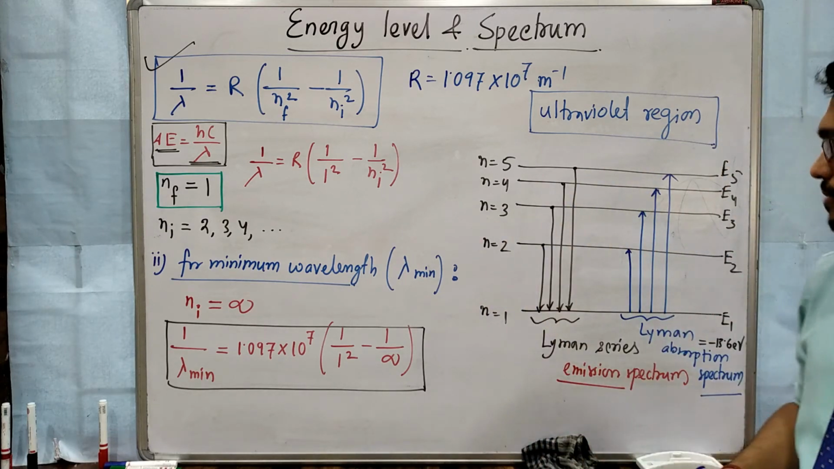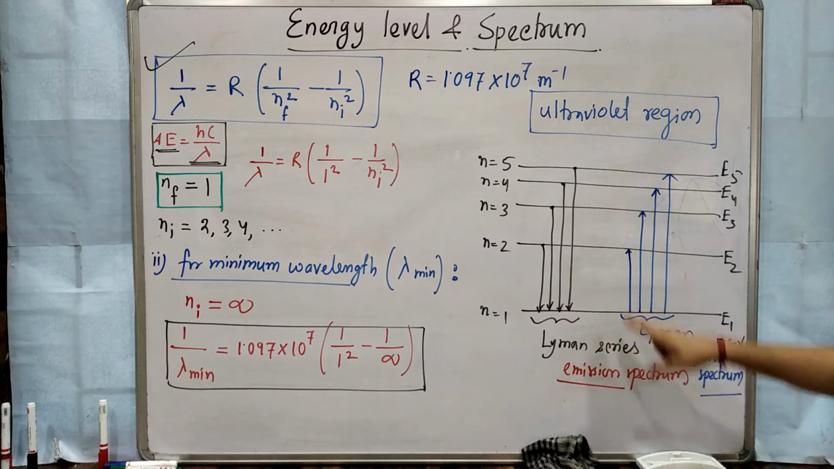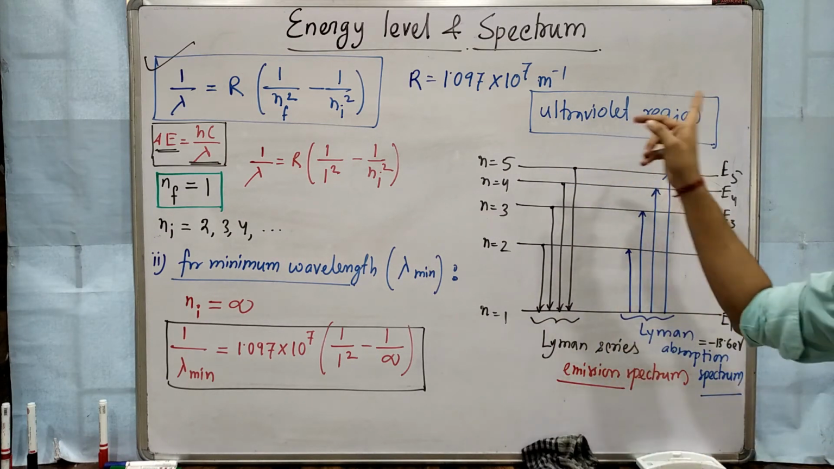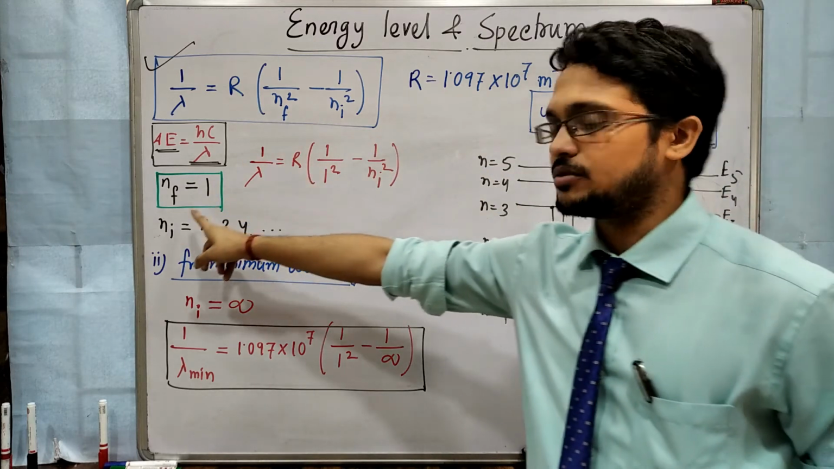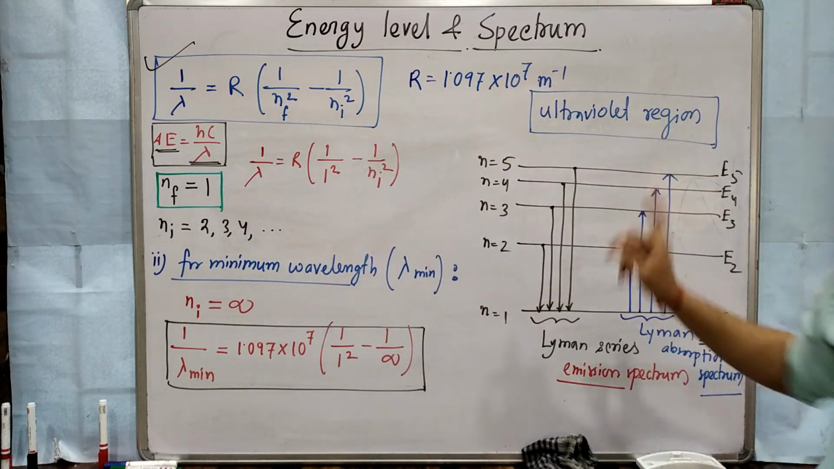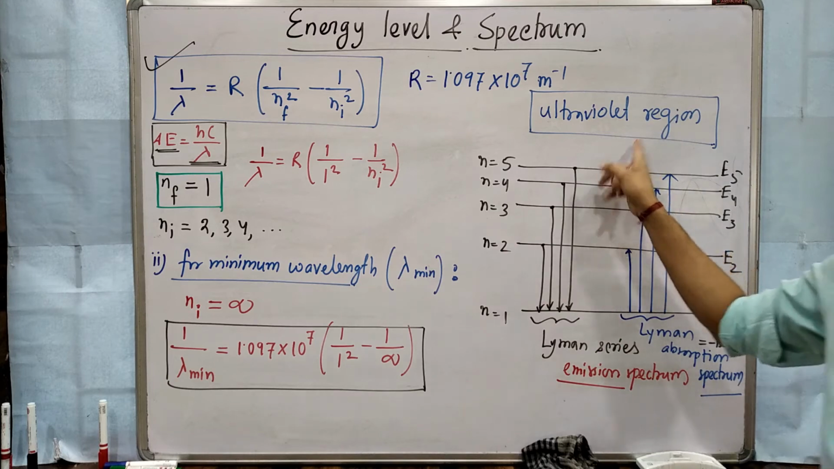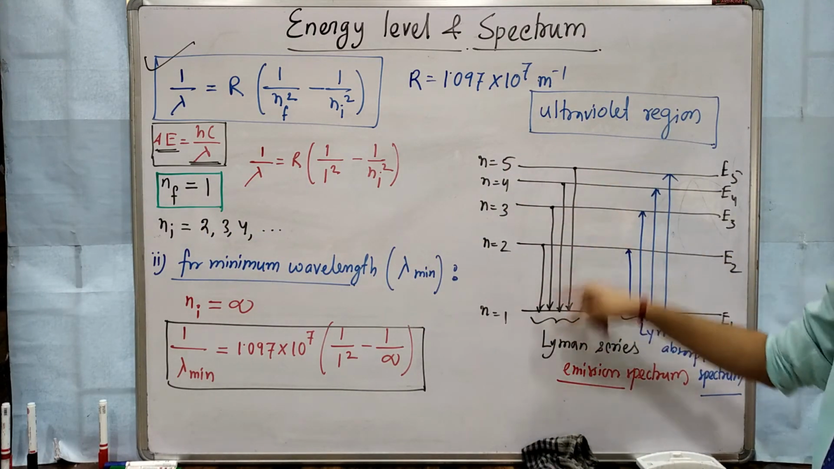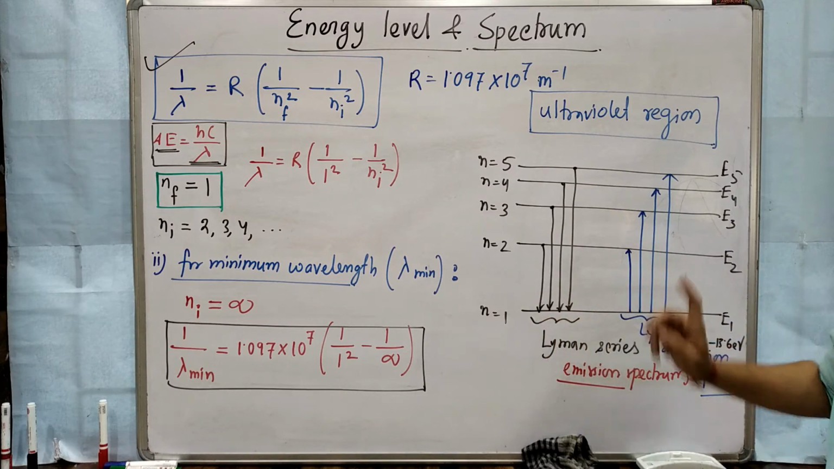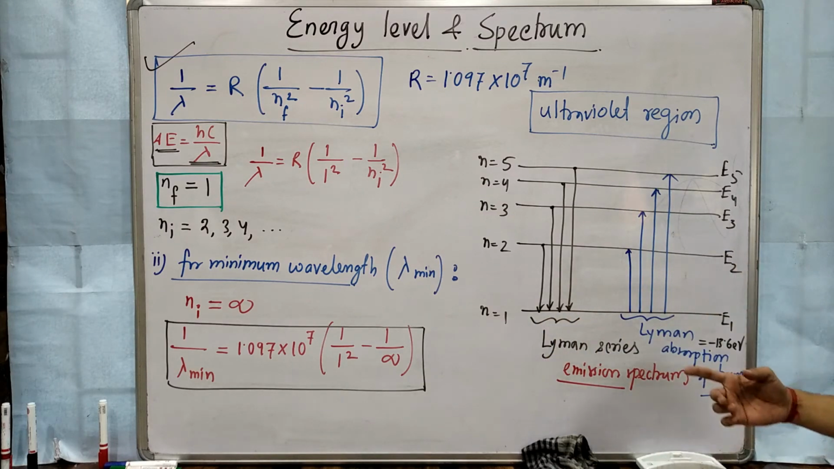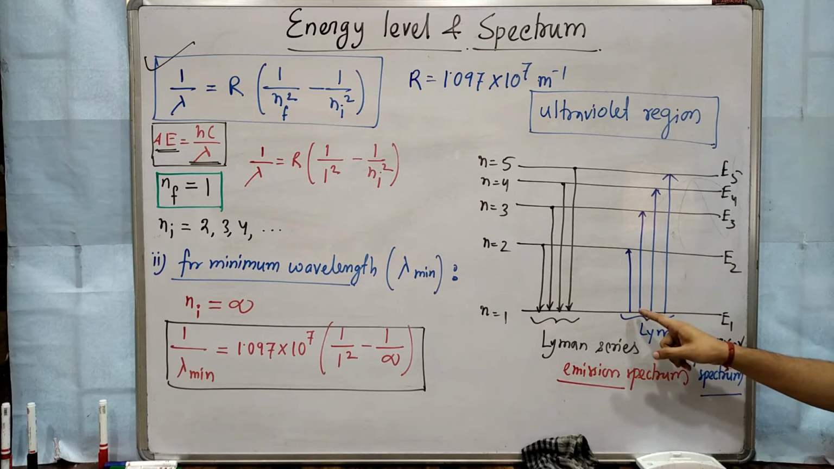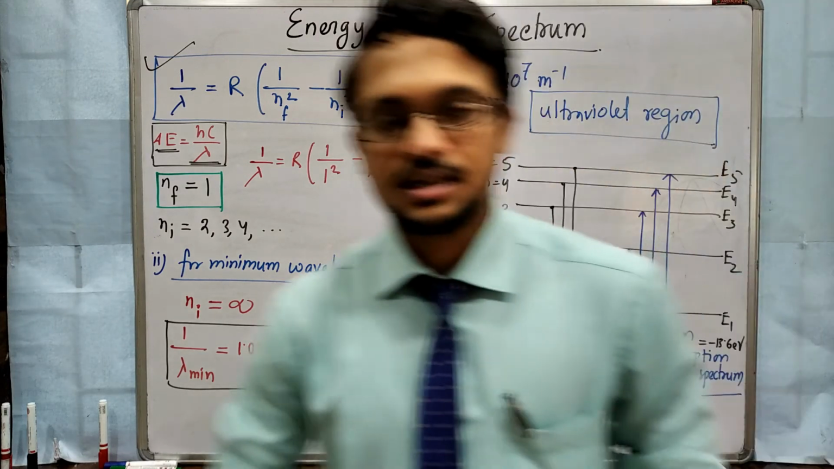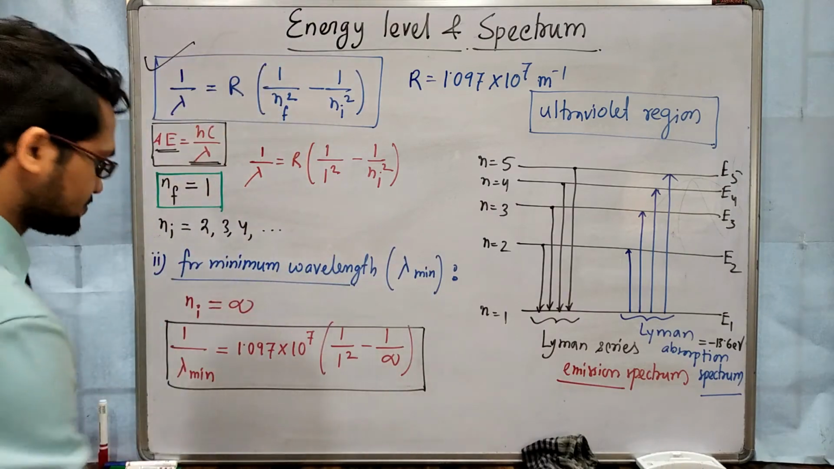So here you have to remember this: Lyman series means ultraviolet region, NF equal to 1. If it is emission, then all the arrows will end at n equal to 1. If it is absorption, then all the arrows will start from n equal to 1. Okay, so next come to Balmer series.